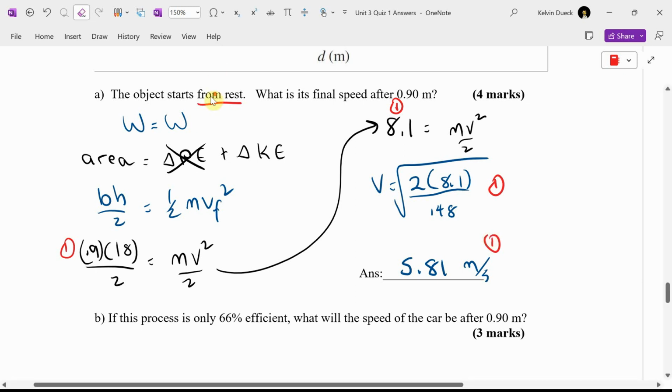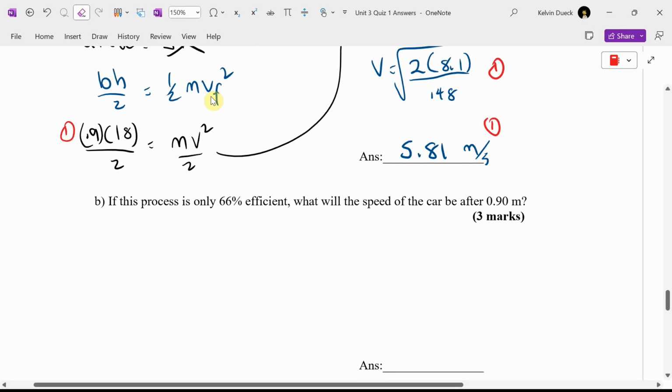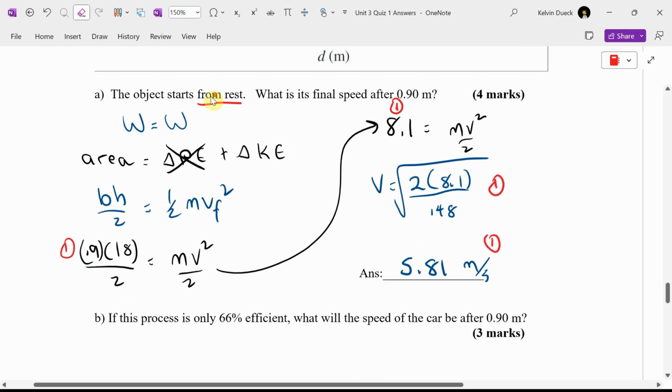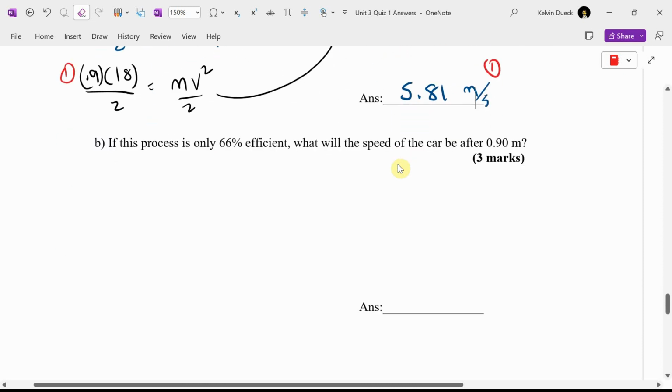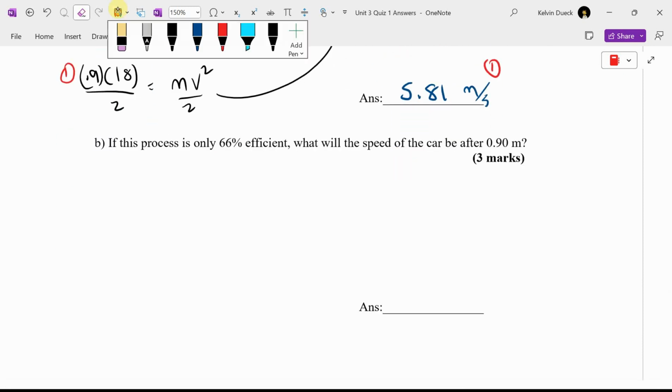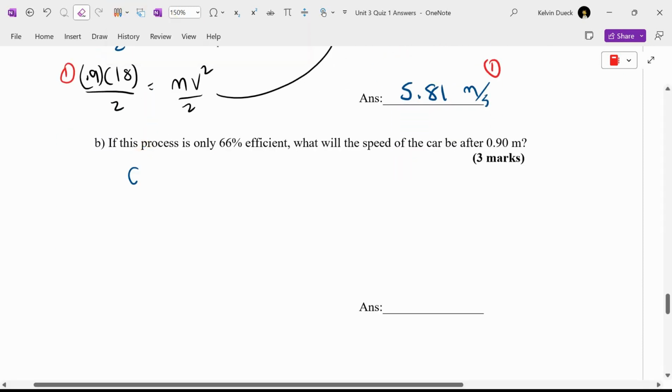If this process is only 66% efficient, what will be the speed? So we assumed 100% efficiency. We assumed all 8.1 joules went into making this car go. If it's only 66% efficient, I guess what I need to find is 66% of 8.1 and then repeat the process. How do you find 66% of something?